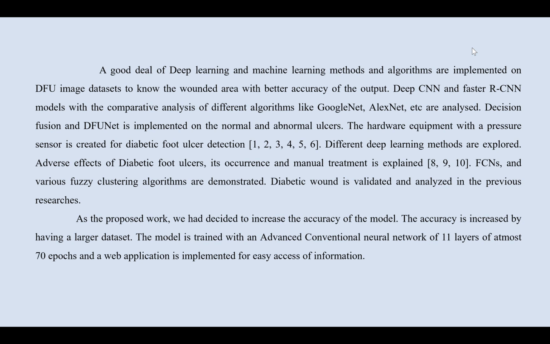And as the proposed work, we have decided to increase the accuracy of the model. The accuracy is increased by having a larger dataset. The model is trained with an advanced convolutional neural network of 11 layers of almost 70 approaches, and a web application is implemented for early, easy access to information.